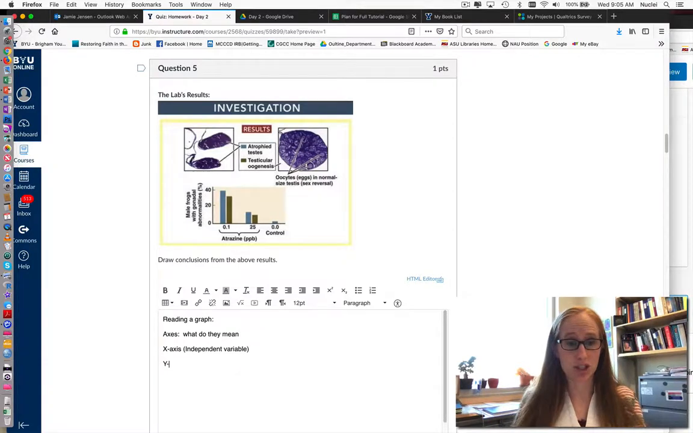The y-axis is generally your dependent variable. So what changes as a result of the thing you manipulated? In this case, you look at male frogs with gonadal abnormalities. So this is the percentage that had birth defects, okay? And these are the different types of birth defects, the blue and the green.